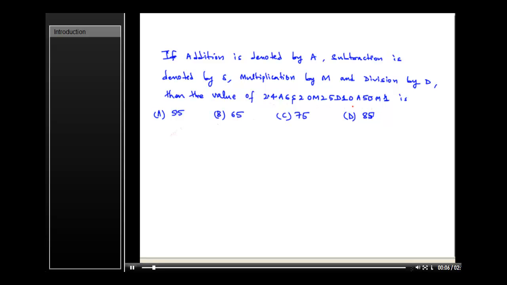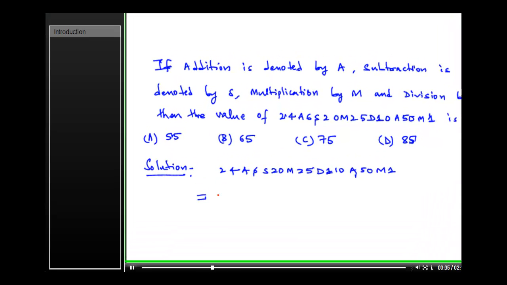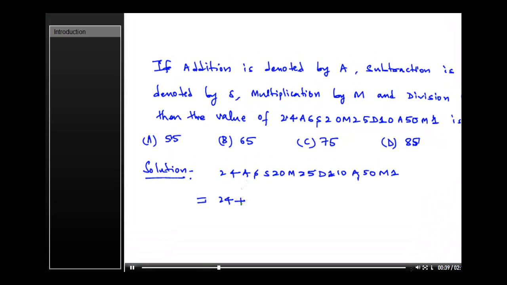An expression is given involving numbers and some alphabets. Here A denotes addition, S means subtraction, D means division, and M means multiplication. We have to apply those symbols to this expression and simplify the same. Let us begin with the solution. This equals 24, A means addition, plus 6, S means subtraction, minus 20, M means multiplication, into 25, D means division, divided by 10, A means addition, plus 50, M means multiplication, into 1.